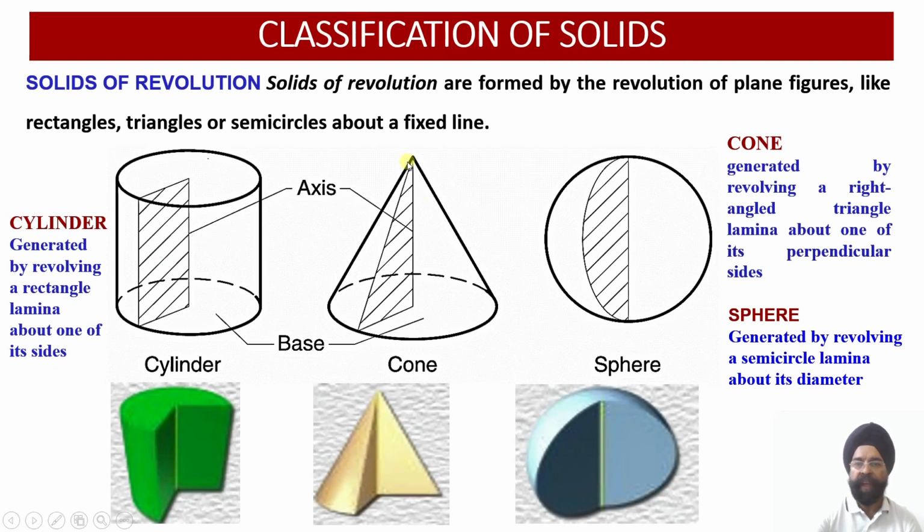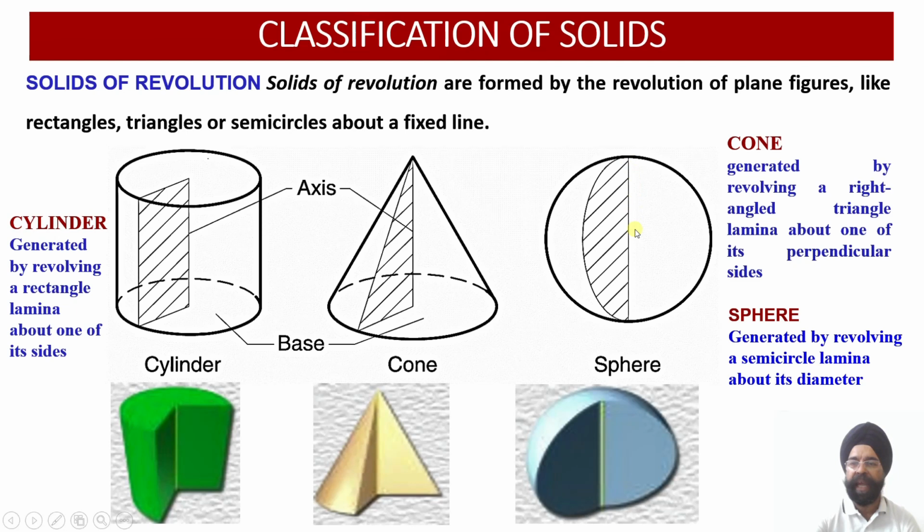Similarly, a cone will be generated by rotating a right angle triangle about its altitude. So just see, the cone is generated by rotation of this lamina, which is the right angled triangle. So this lamina shape is a right angle triangle in case of generation of a cone. So this has to be rotated about its altitude and this is going to yield the generation of a cone.